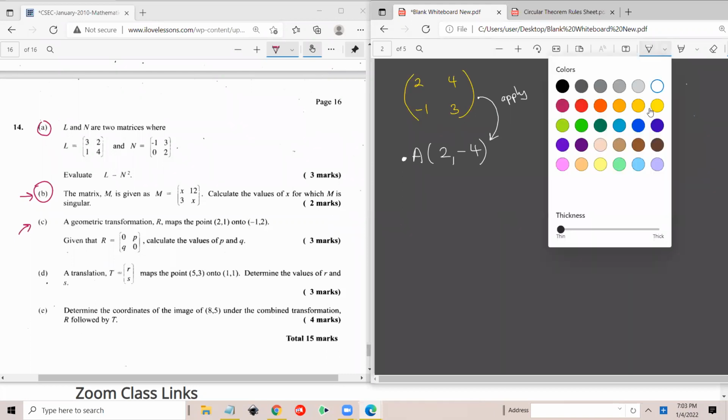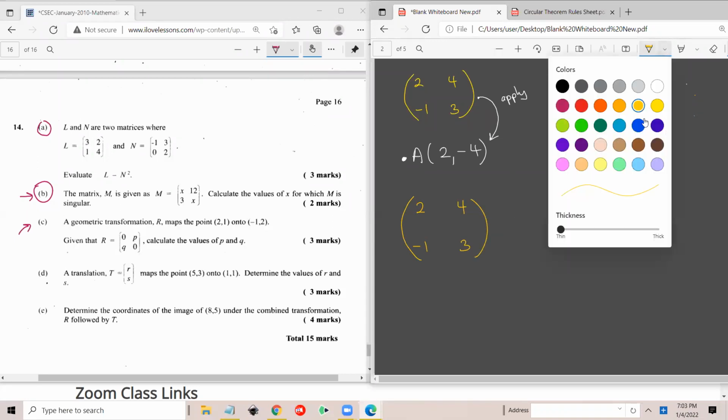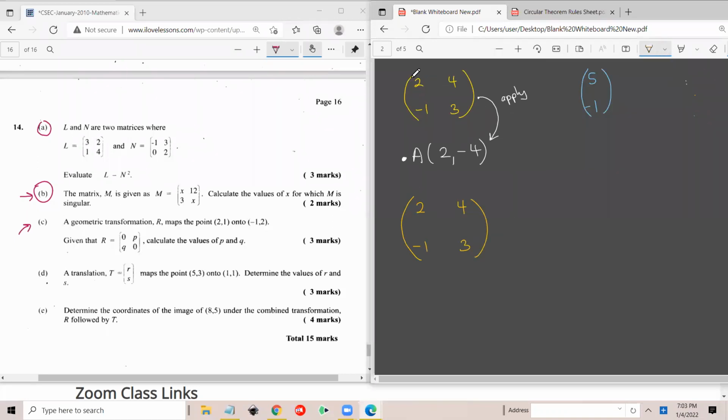So let's do that. How would we normally do a question like this? Let's take the orange matrix, which is 2, -1, 4, and 3, and let's apply it. You notice the orange matrix is the one with the 4 numbers. Whenever you are applying one with 4 numbers, you just multiply it. And the point A, when it's time to apply or multiply it, you just write it vertical. Notice the X on top and the Y underneath.